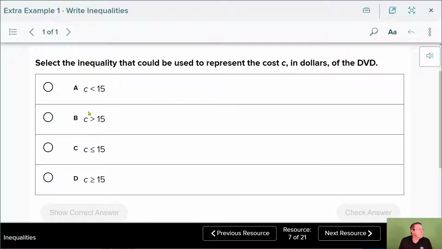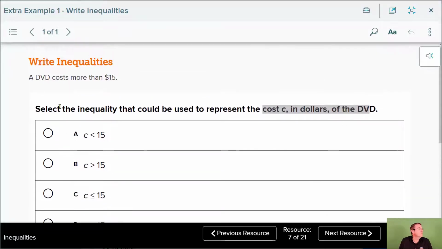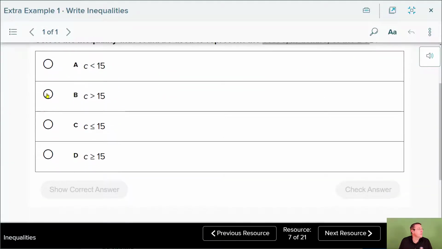And hopefully you did it. Well, they have said that C is going to be the cost of the DVD in dollars right there. So we need to figure out, well, here C is smaller than 15, so that can't be it. Here, C is greater than 15, so it says more than 15, so yep, that one will work. Less than or equal to 15?